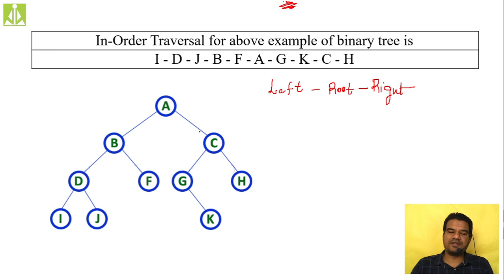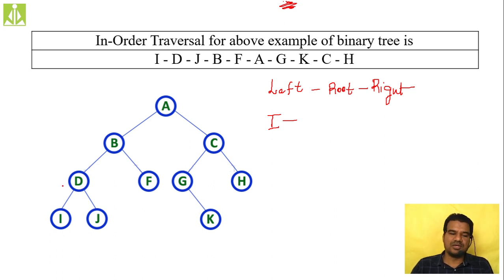So what we have to do? After left you visit root. So I is my root. So visit root. I am visiting. I have visited I. After visiting I, after root, try for right. Do we have any right? No, we don't have any right. So come back to root, and I we have already visited. So move one step upwards. Come back to D.